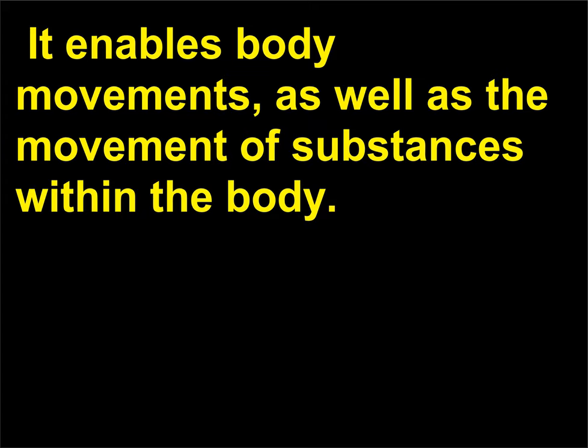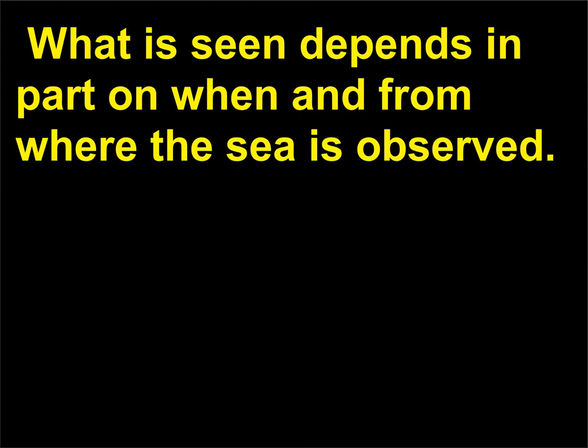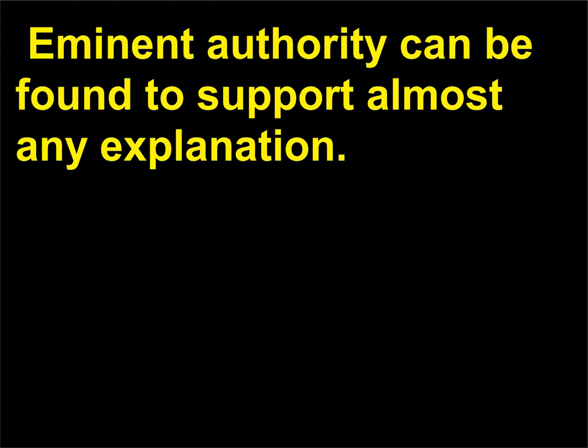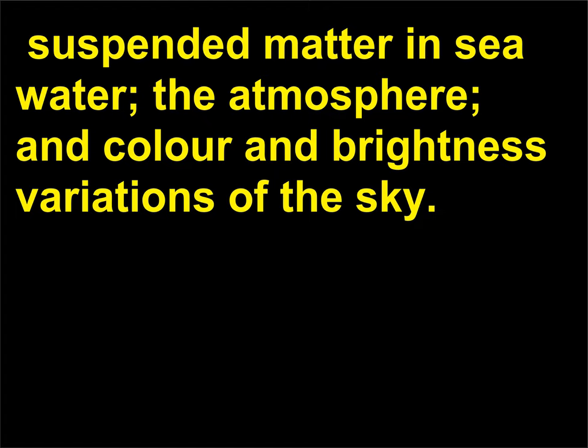Why is the sea blue? There is no single cause for the colors of the sea. What is seen depends in part on when and from where the sea is observed. Eminent authority can be found to support almost any explanation. Some explanations include absorption and scattering of light by pure water, suspended matter in sea water, the atmosphere, and color and brightness variations of the sky.